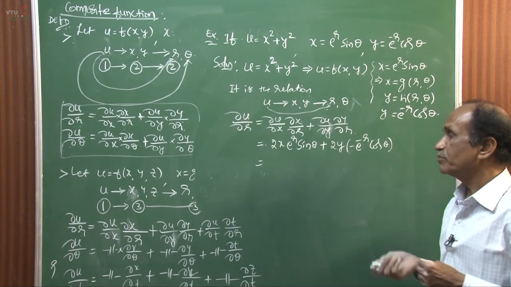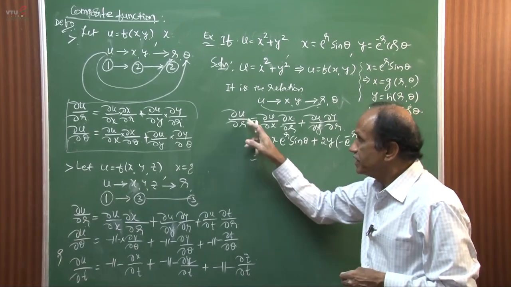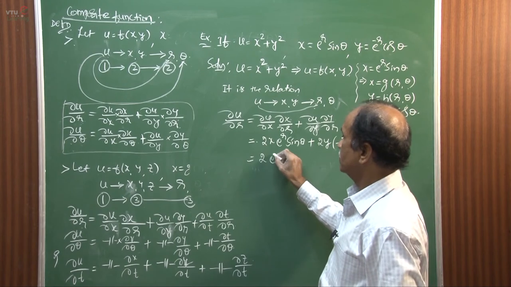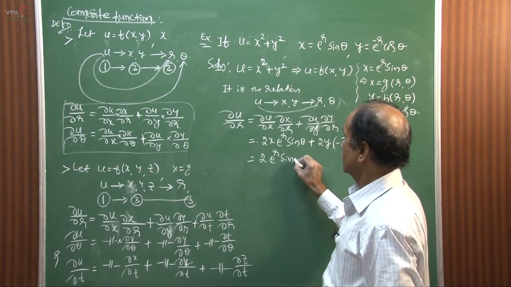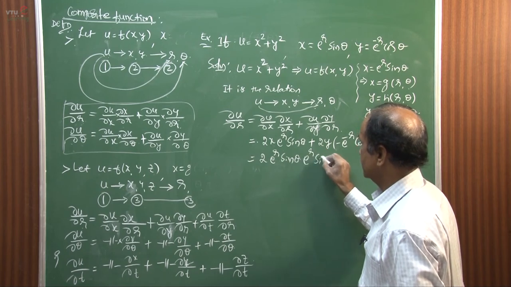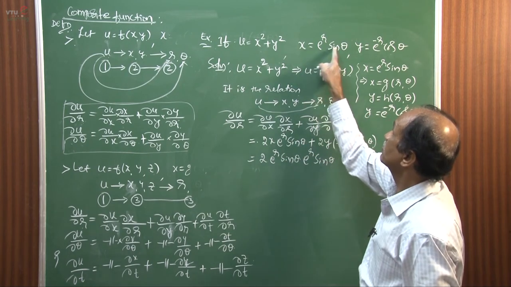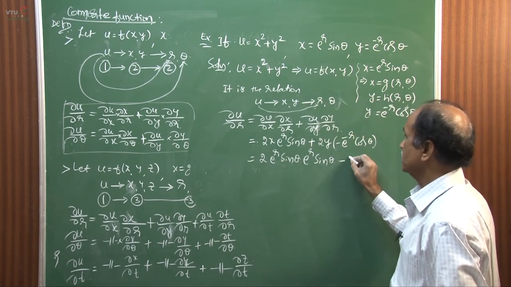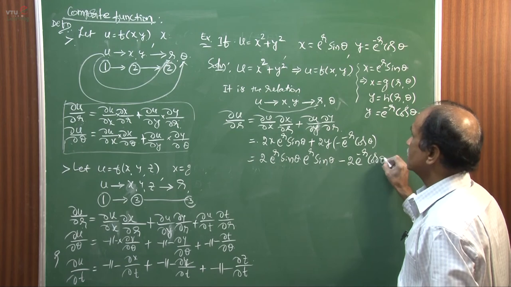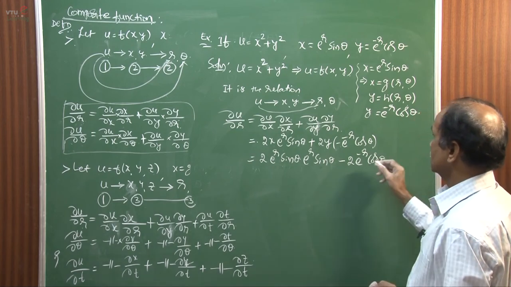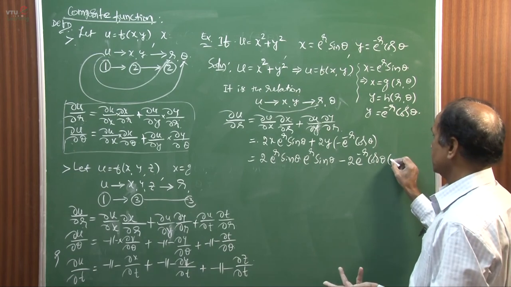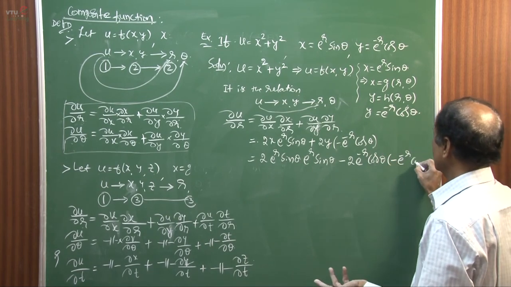You can leave this step itself as the final, but it is not a complete step because we need differentiation of u with respect to r only, eliminating x and y. That is 2 times the x value, e to the power r into sin theta, e to the power r into sin theta, because I am going to substitute the x value in this place, and there is a minus sign, it is 2 times e to the power minus r cos theta, which is the value of y, and this step remains the same. What is that? Minus e to the power minus r into cos theta.